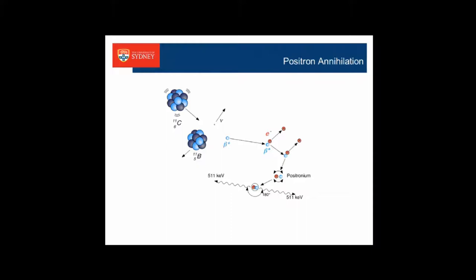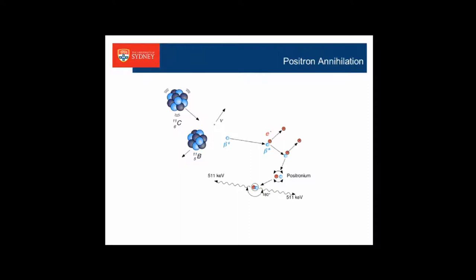interacting with surrounding electrons and losing kinetic energy with each interaction. Until eventually it reaches thermal energies, and it either combines with an electron to form positronium, or else it annihilates immediately upon interacting with an electron. But either way, the mass of the positron and the electron together is completely converted into energy in the form of these two gamma rays that are emitted in opposite directions. And that's key to the way PET works.